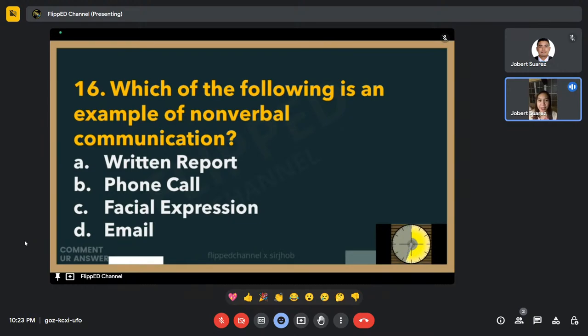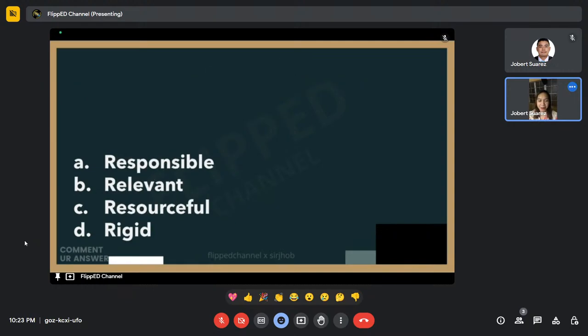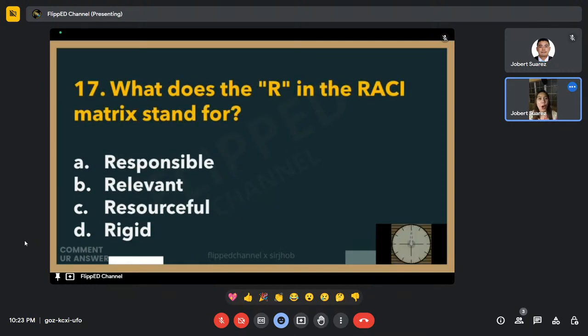The correct answer, time's up for number 16, is letter C. Very good. It's facial expression. That is a non-verbal. Number 17, what does the R in the RACI or RACI matrix stand for?